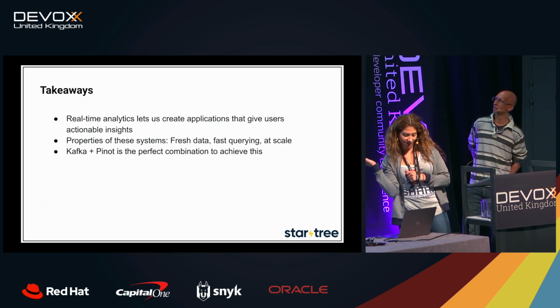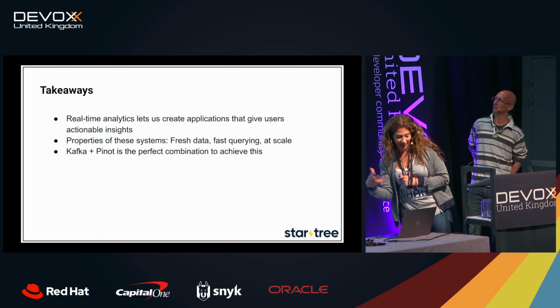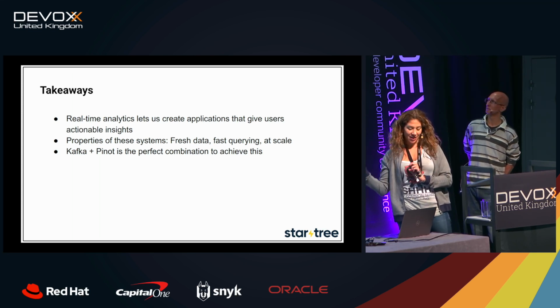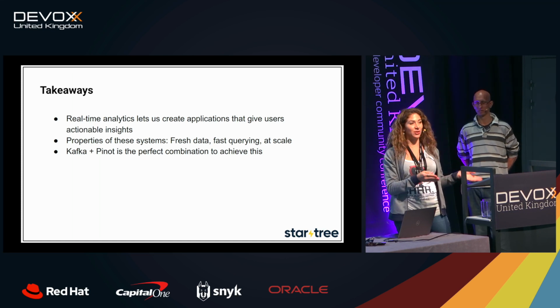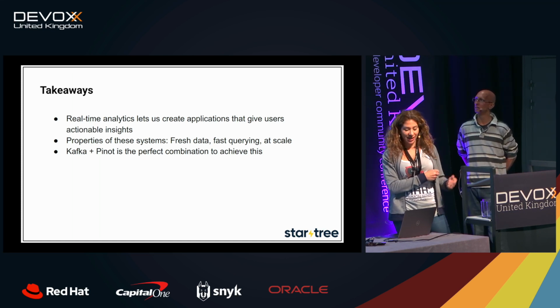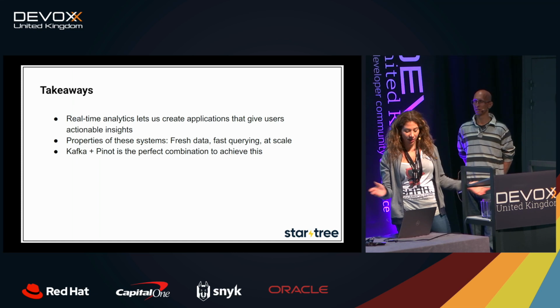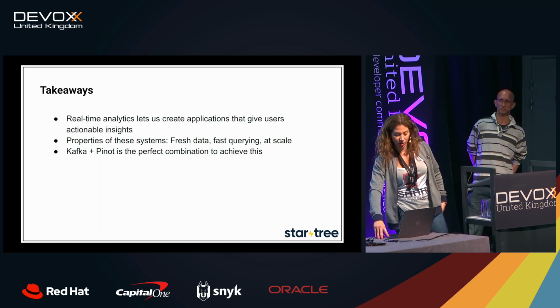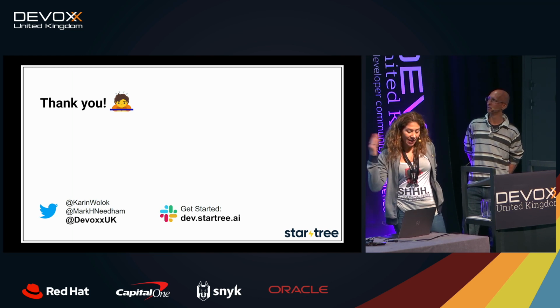And here are the takeaways. Real-time analytics let us create applications that give users actionable insights. Properties of the systems, the three things you need to do: be able to ingest data, query it fast, and do it at scale. And the combination of the two, Kafka and Pinot, is a really good combination to achieve it. And that's our talk.